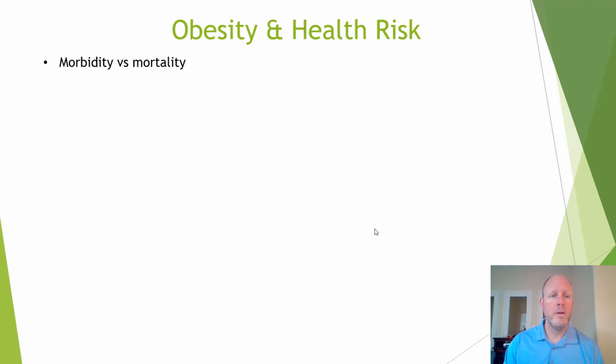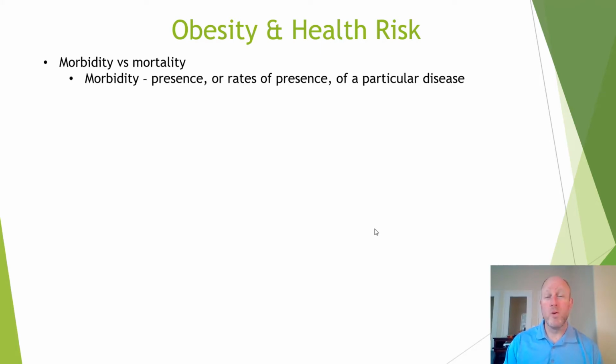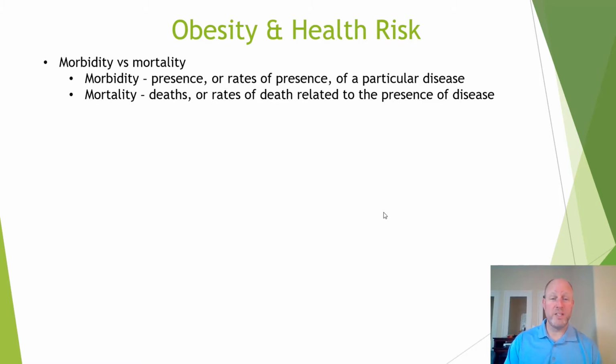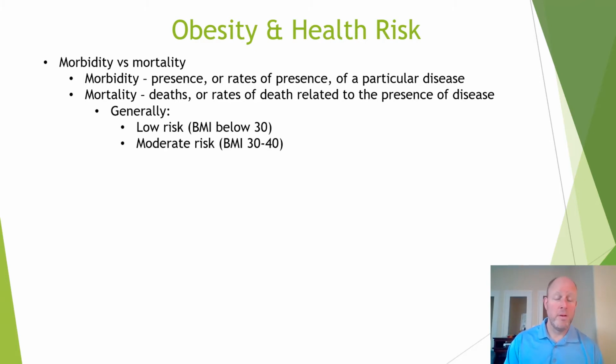That being said, morbidity versus mortality. Morbidity is the presence or rates of presence of a particular disease. Mortality is the deaths or rates of death related to the presence of a disease. And that said, generally, you're low risk if your BMI is below 30. You're moderate risk between 30 to 40. Okay? You're high risk when you're 40 and above. When I say moderate risk, it means dependent upon other factors, right?